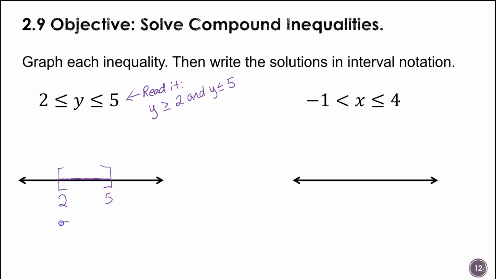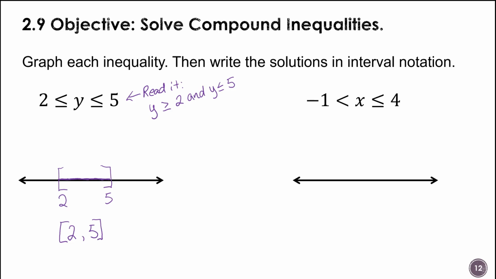And then in the interval notation, I simply put 2, 5. Oh gosh, if only I could write a 5. And the bracket, of course. And so that's it. On these, we didn't really have to solve anything. We just had to go ahead and graph them.